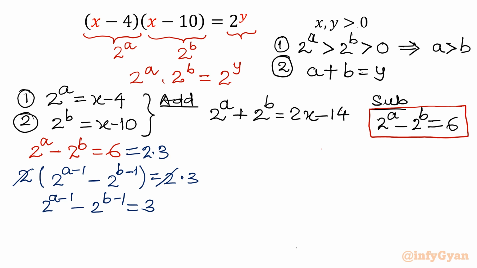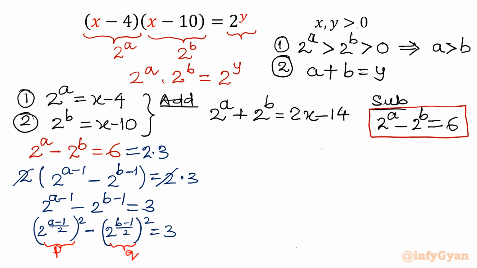So I will frame a difference of squares picture. Let me write (2^((a−1)/2))² − (2^((b−1)/2))² equal to 3. Now I will consider the first bracket as p, and this one I will consider as q. So let me write here p² − q² = 3.